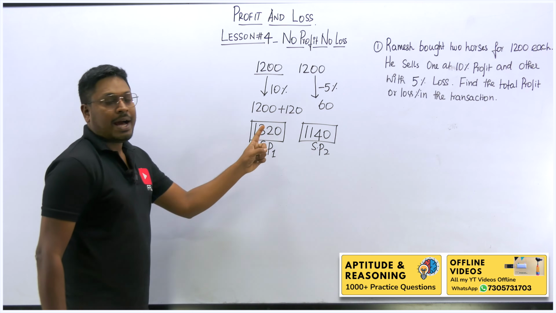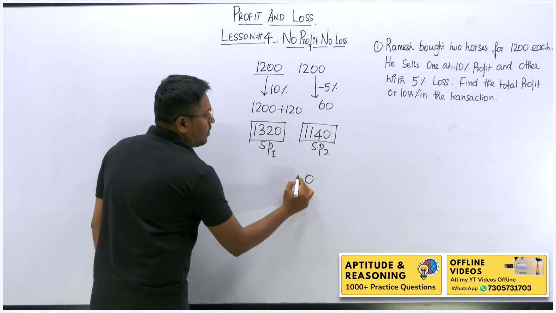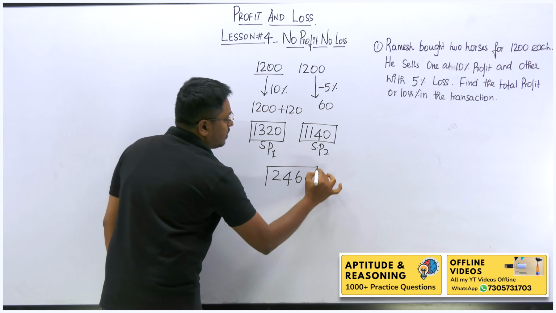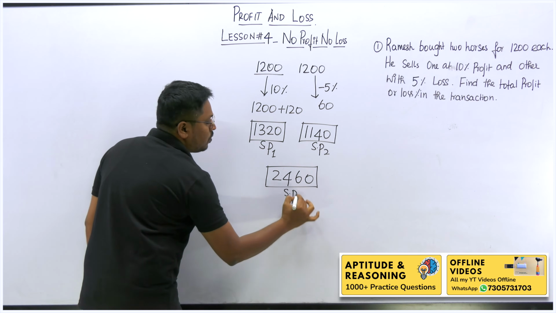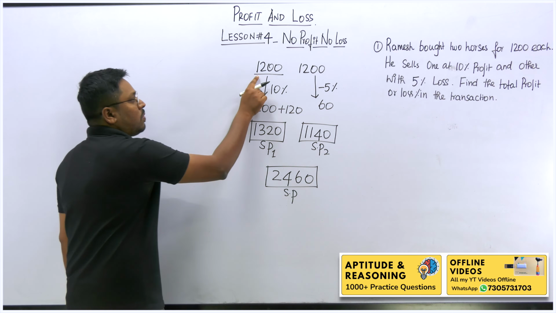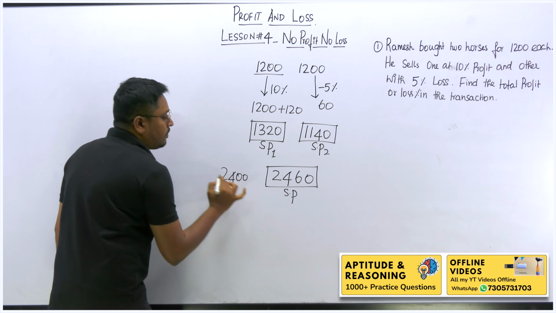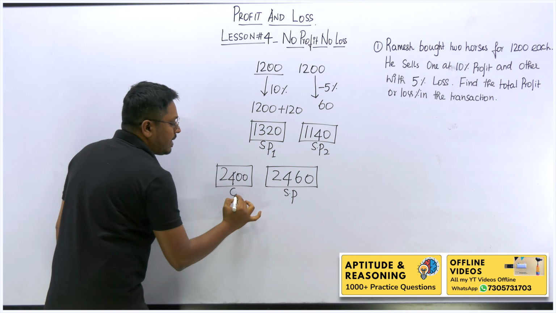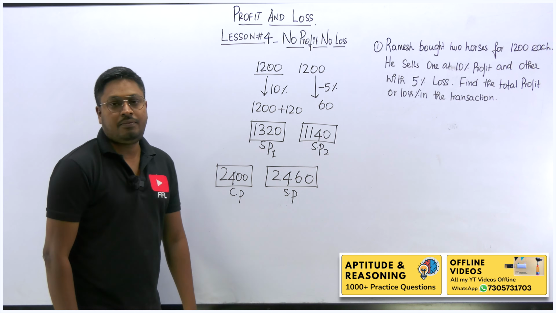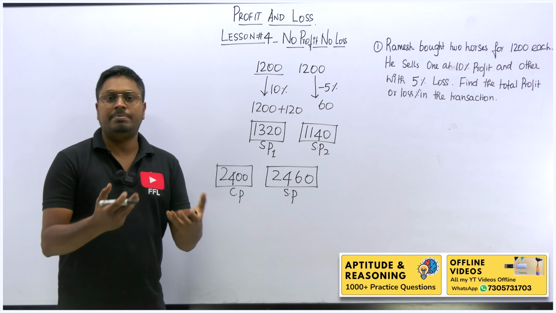Now just add both the values: 1320 plus 1140. So the total selling price of the two horses will be 2460. What about the cost price? 1200 plus 1200 is 2400. So 2400 will be the cost price of the two horses, and the selling price of the two horses will be 2460. Our target is to find the profit or loss percentage, right?